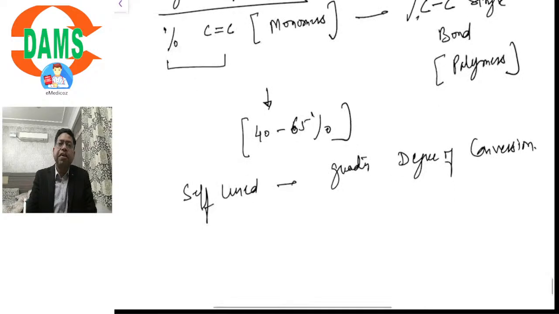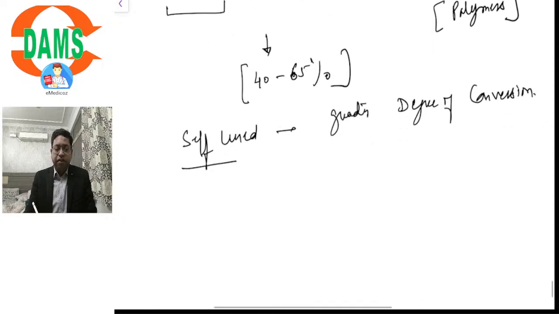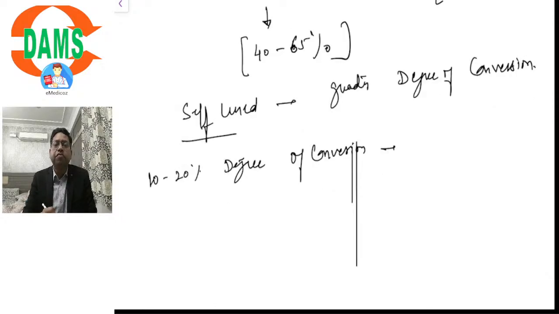Restorative composites can be either chemically cured or self-cured or light cured composites. So self-cured composites have a greater degree of conversion as compared to light cured composites. Okay. Similarly, whenever we are curing the composite at 10 to 20% degree of conversion, there occurs gel point.